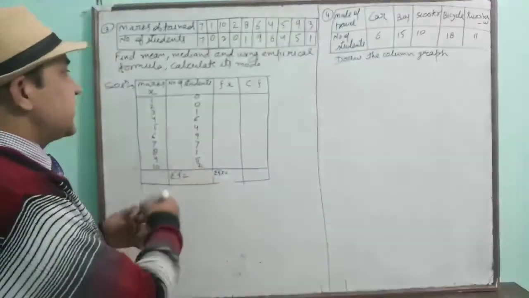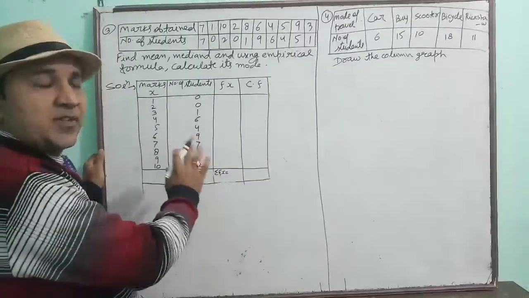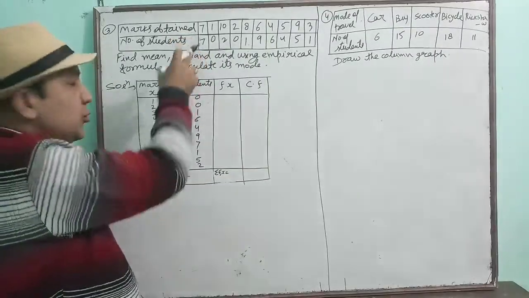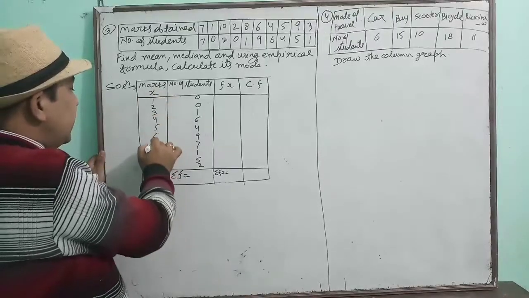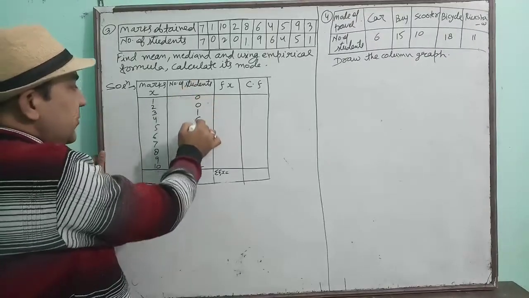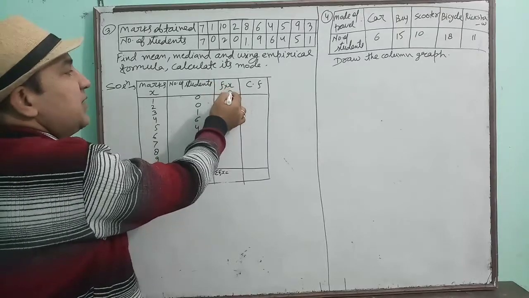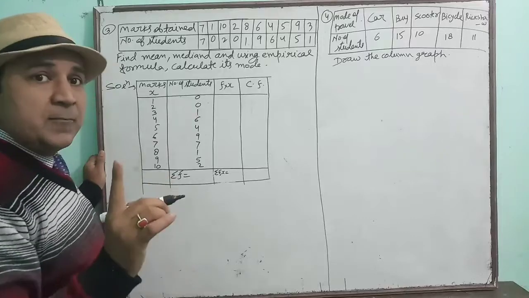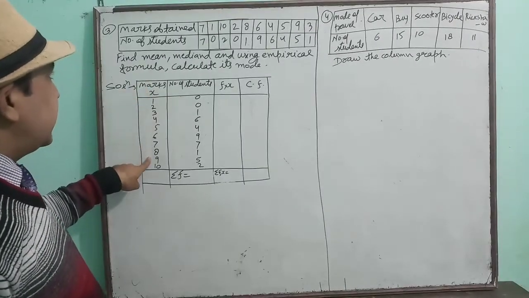How will you do it? See here. I have made this column to save time. When this data is given, there are 2 columns. You will make 4 columns in your solution. The first column will be for observation, the second for frequency, the third the product of frequency and observation, and the fourth one will be cumulative frequency. And a very important point: your observations must be in ascending order.